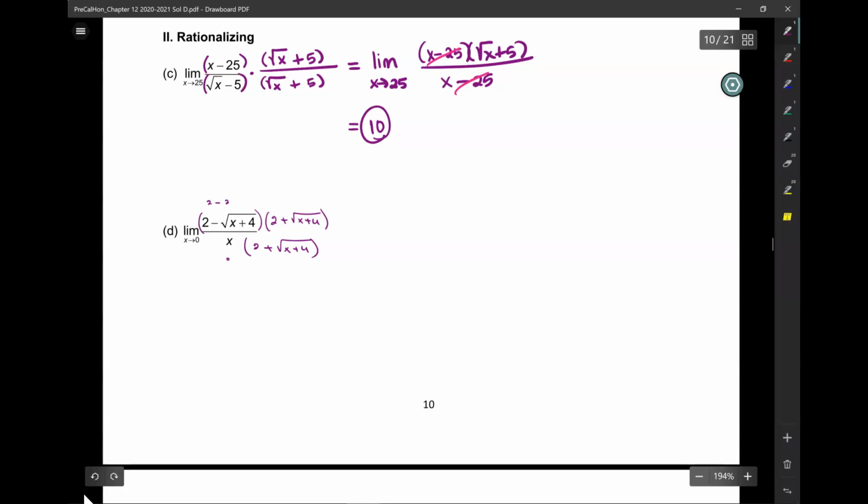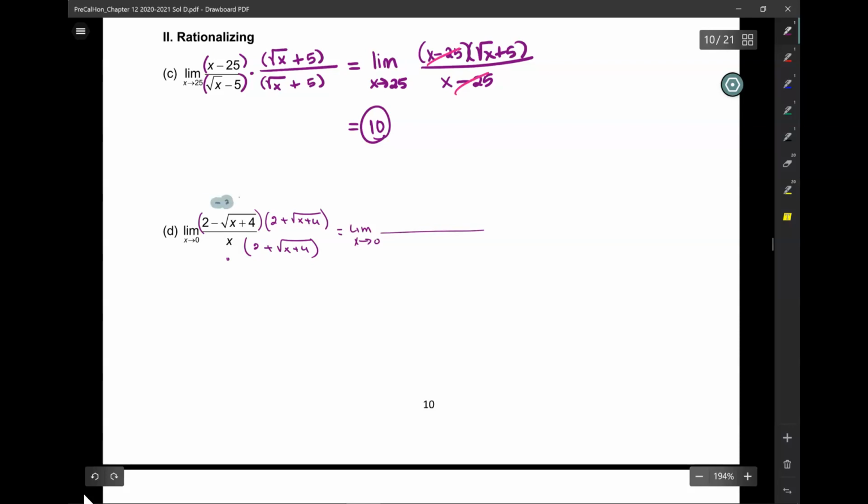How come for C it was the bottom, but for this one, it's the conjugate of the top? Because you have to rationalize whichever side the root is in. So here, you do limit as x approaches 0.